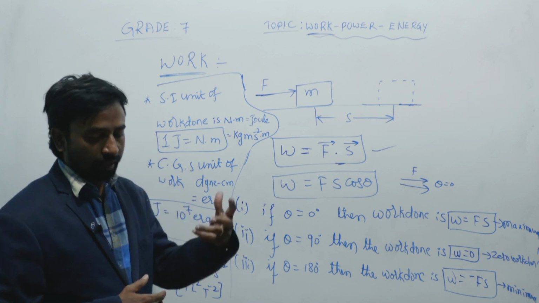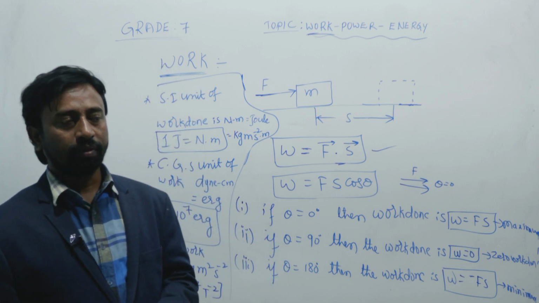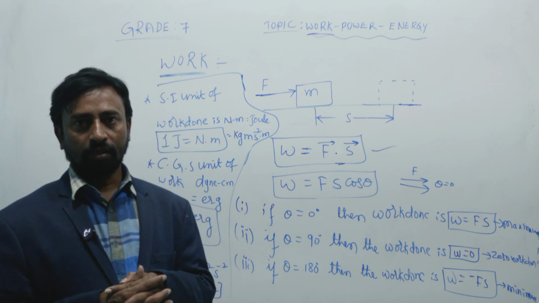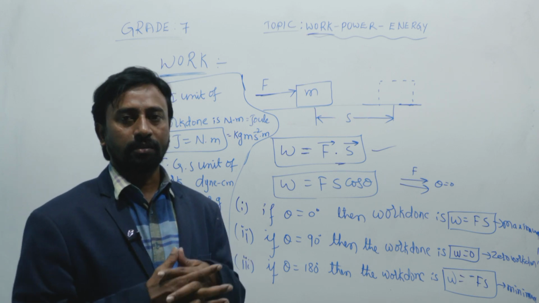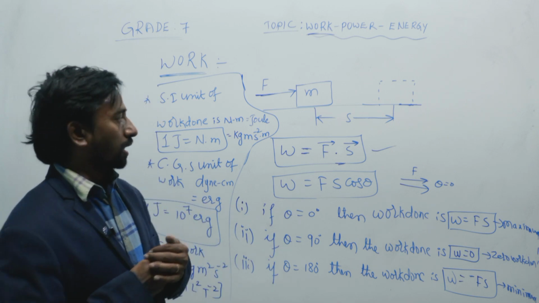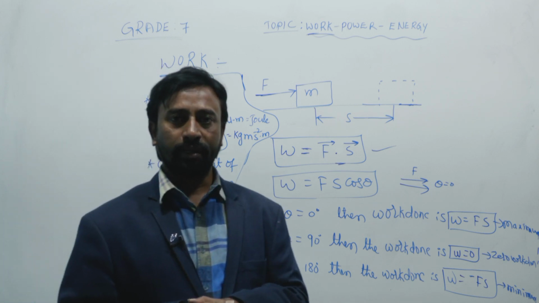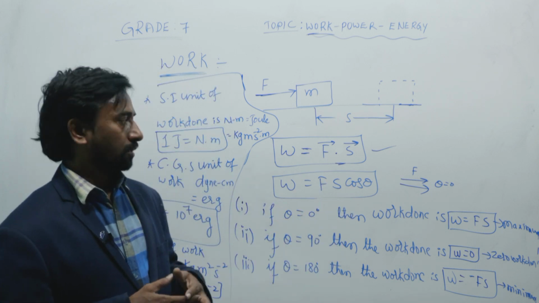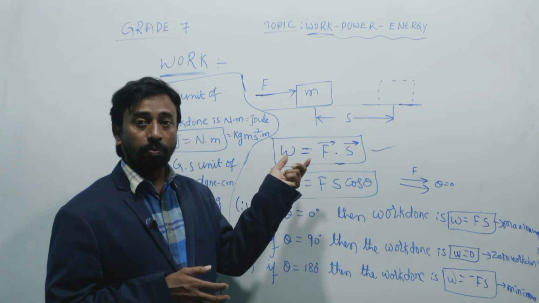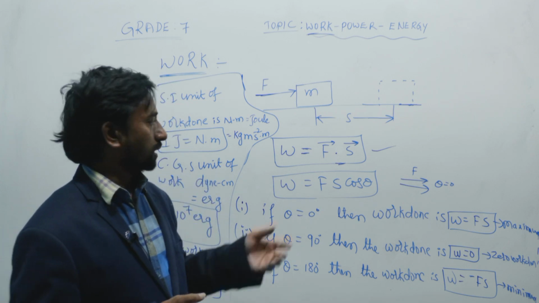According to physics, scientifically, whenever a force is applied on a body and a displacement takes place, we say work has been done on the body. Another definition: work is the product of force and displacement. Or, it is the dot product of force and displacement.